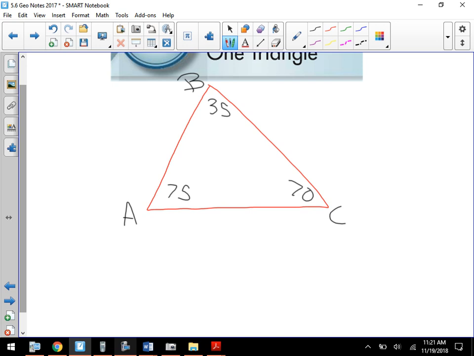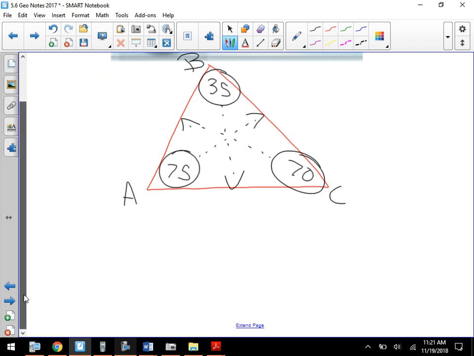I mapped correctly. Okay. Now that means that this 75 looks at what side of it? BC. The 70 looks at AB, and then the 35 looks at AC. Take a guess. Obviously, this is not drawn to scale. Which one of those sides will be the largest? BC. Which means what would be the next largest? And what means it would be the smallest?